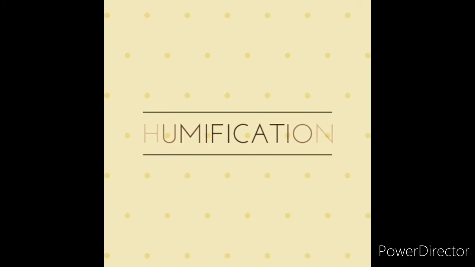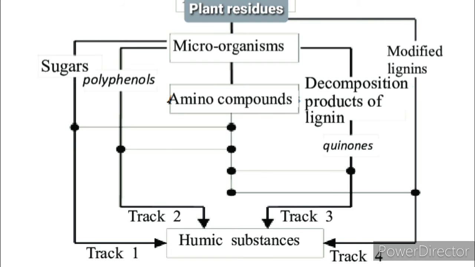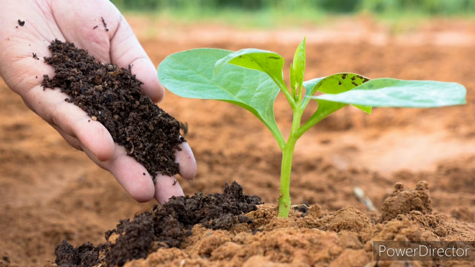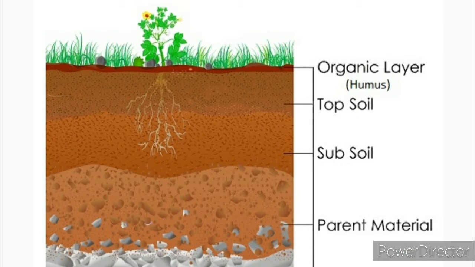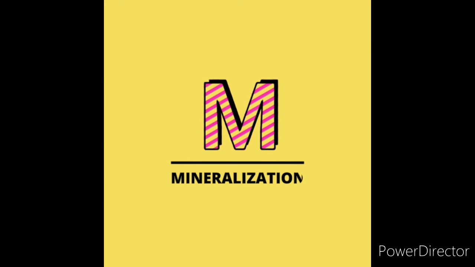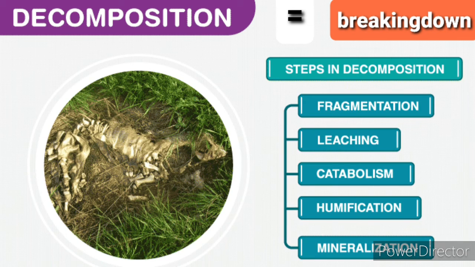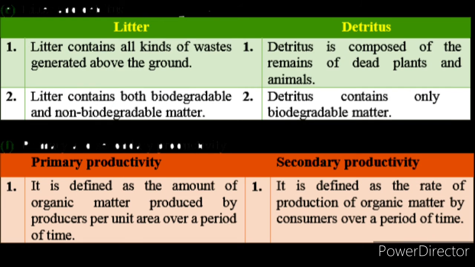And step 4, humification. It is the formation and continuous deposition of a dark colored organic amorphous substance called humus. Humus undergoes very slow decomposition and is highly resistant to microbial action, and it serves as a reservoir of nutrients. And step 5, mineralization. It is a process by which some microorganisms further break down humus to form simple inorganic nutrients. All these five steps of decomposition occur simultaneously on detritus.